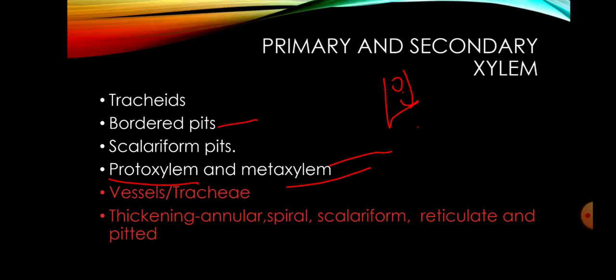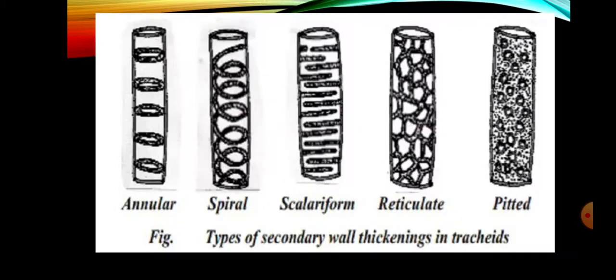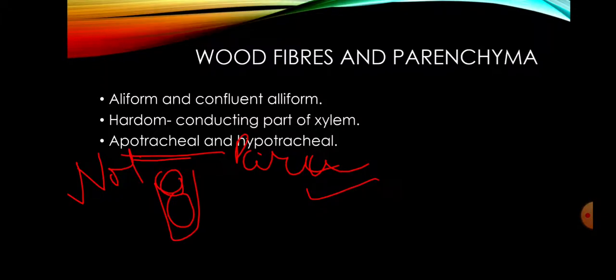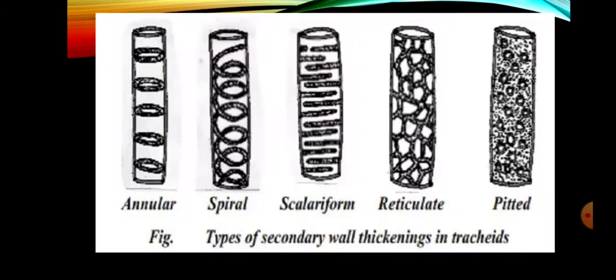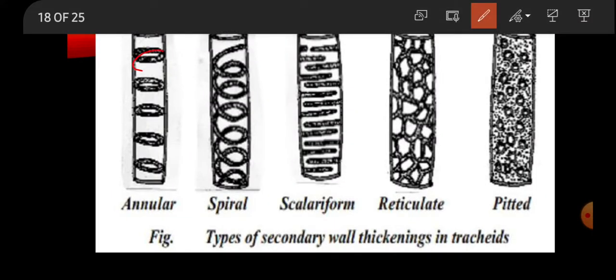Now the vessels are also called trachea. They are thickened, and their thickenings are of various types, as we can see in this picture. In annular thickening, the vessels are thickened at some places. These are called annular thickening. In spiral thickening, the walls are present in the spiral form.